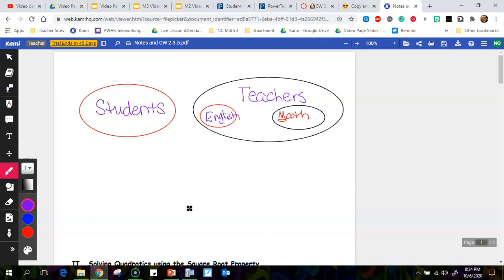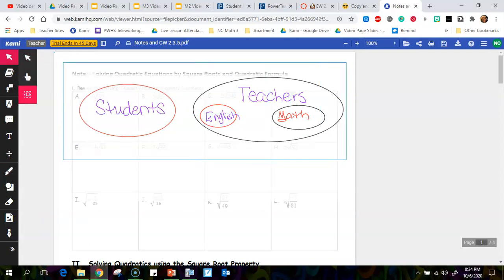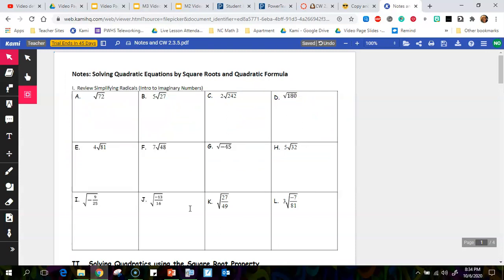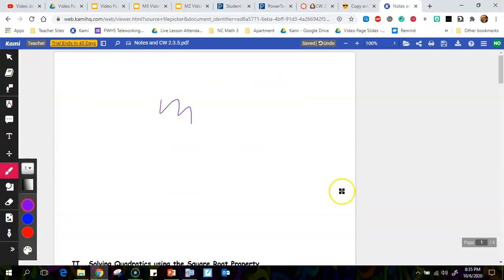So numbers are the same way. You can have numbers in one set and not another. I don't even know if I'm going to be able to draw on here now. Let's see. Yeah, I can. Okay. You can also have numbers that are in one set or another.